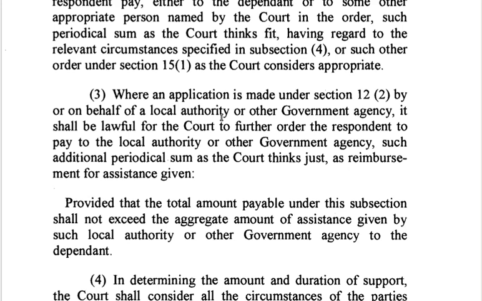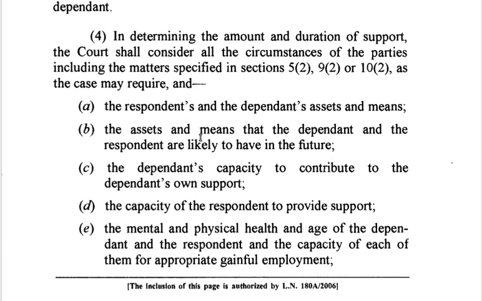Okay, so if they are contributing $15,000 every month, they cannot order you to pay them more than the $15,000, right? The amounts that you have to pay to them must not exceed the total amount that they are already paying in maintaining your dependent. We will look at subsection 4 in another video.